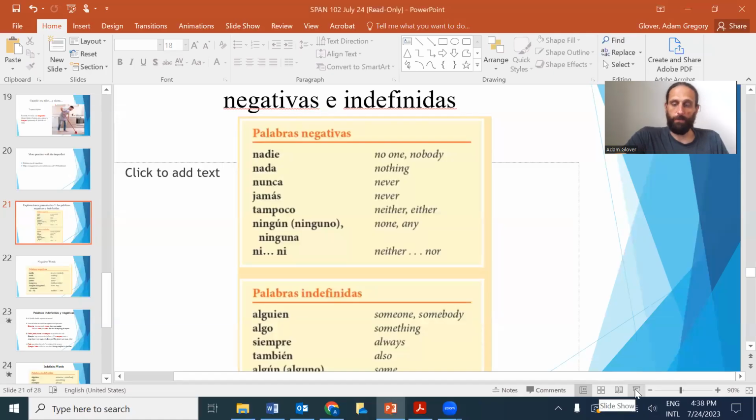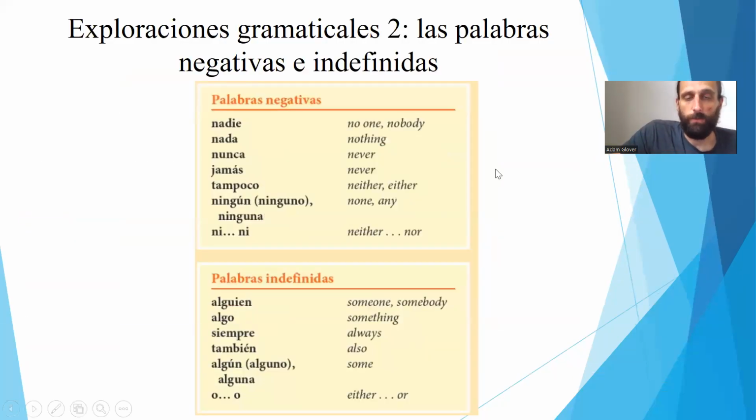So negative and indefinite words. Negative and indefinite words is just a grammatical term that is used to describe words in English like no one, someone, nobody, somebody, nothing, something, never, always, either or, neither nor, and so on. The negative words are pretty obvious. No one, just a negation, not anyone. Nobody, not anybody. Nothing, no thing, never, not ever.